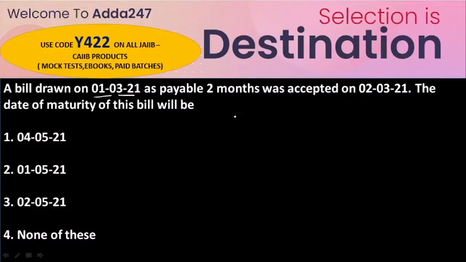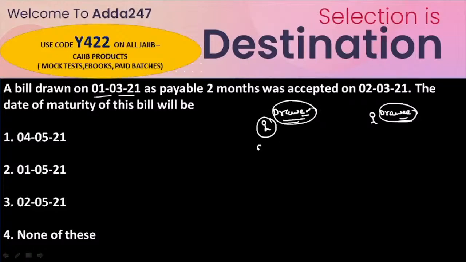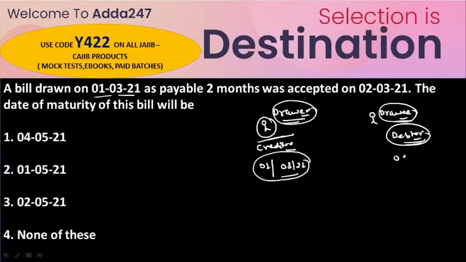Okay. So in the bill of exchange, there is a drawer who makes the bill of exchange, and there is a drawee who accepts the bill of exchange. Suppose this drawer makes the bill of exchange, he is also known as a creditor, and the drawee is known as a debtor, right? So the bill is drawn on the 1st of March 21, and he accepted the bill of exchange on the 2nd of March 21.